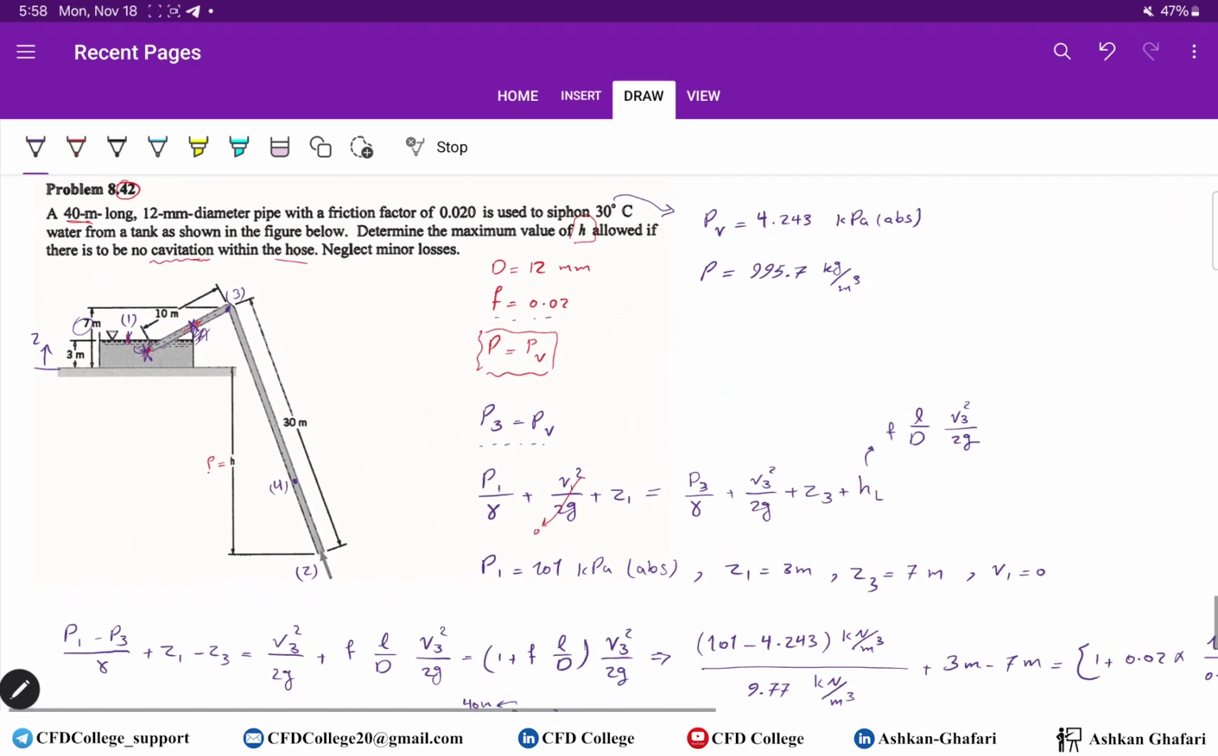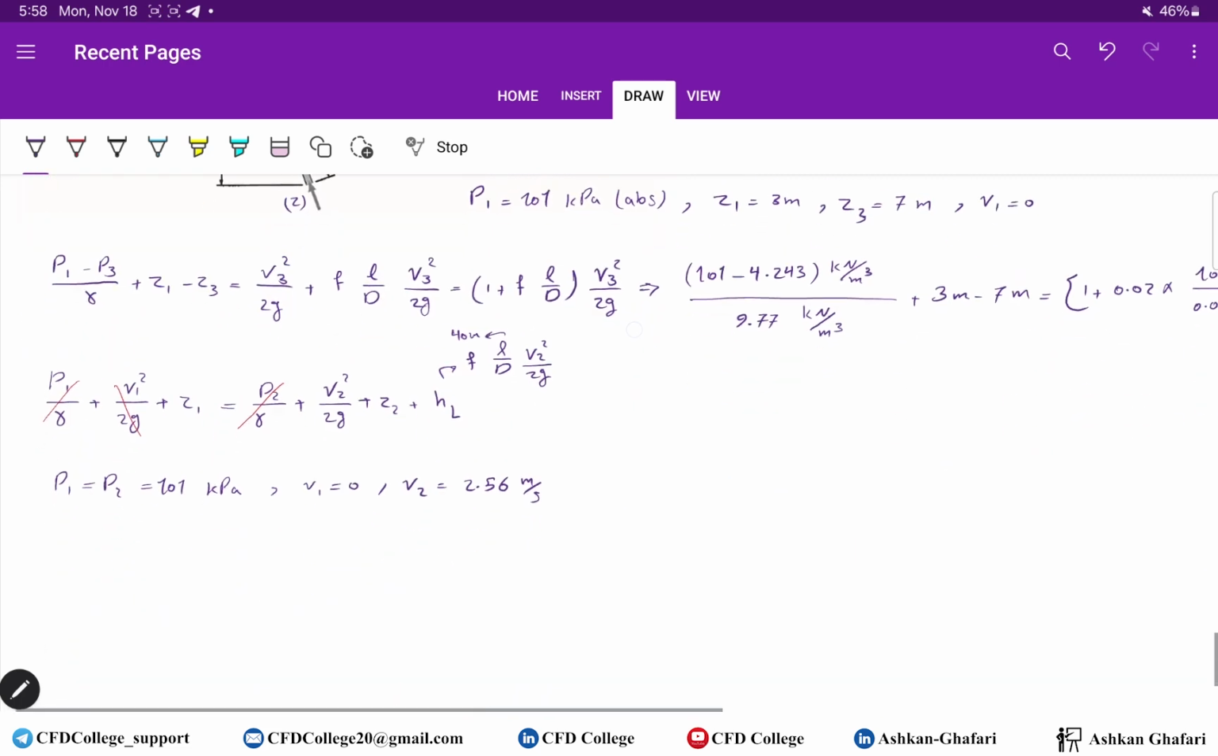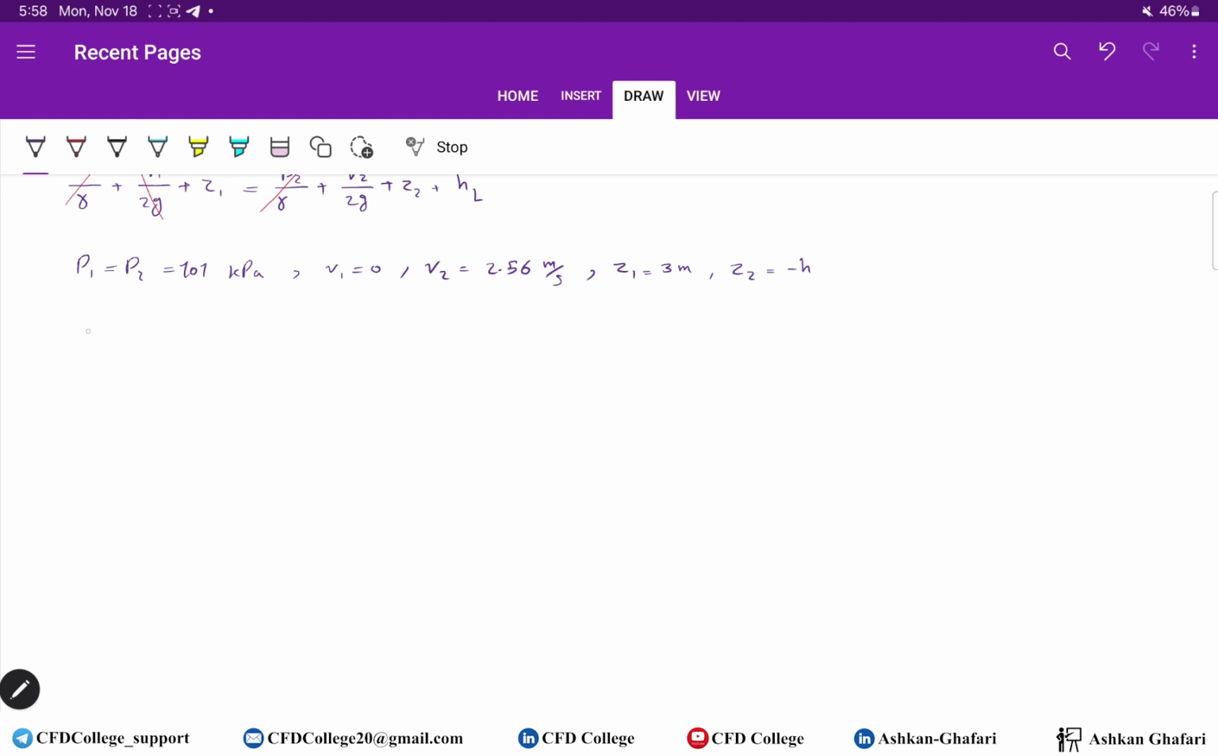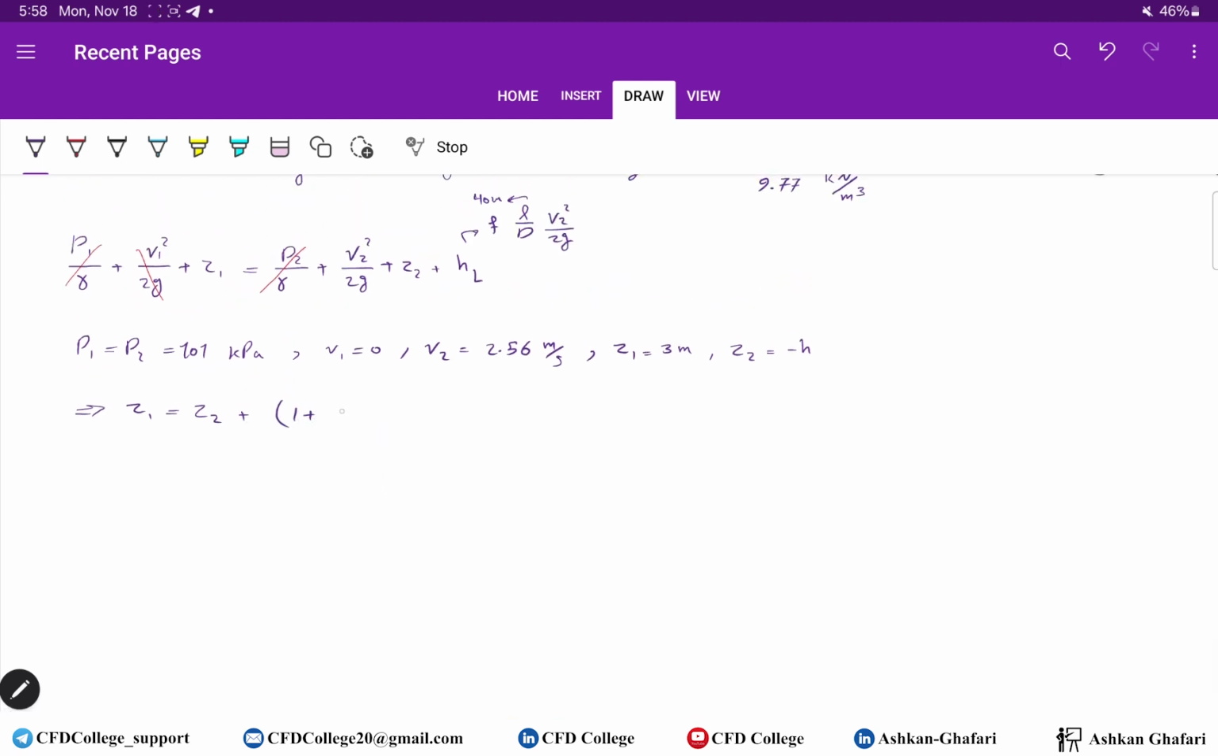Z1 and Z2. Z1 is free. This is the axis. But Z2 is minus H. So Z1 is 3 meters. Z2 is minus H. Now we can find H. So Z1 equals Z2 plus, if we factor out again, 1 plus FL over D, V2 square over 2G.